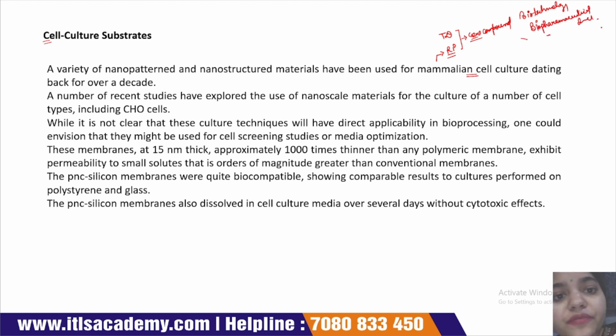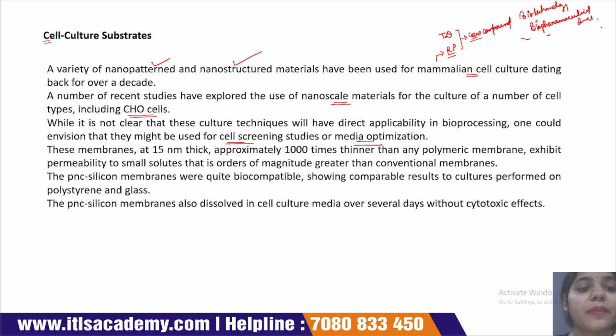In this field, nanopatterns and nanostructures play a most important role. A number of recent studies have explored the use of nanoscale materials for culturing a number of cell types, including CHO cells. While it is not clear that this cell culturing will have direct applicability in bioprocessing, one could envision that they might be used for cell screening studies or media optimization.